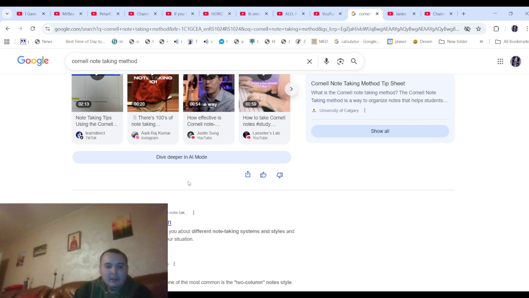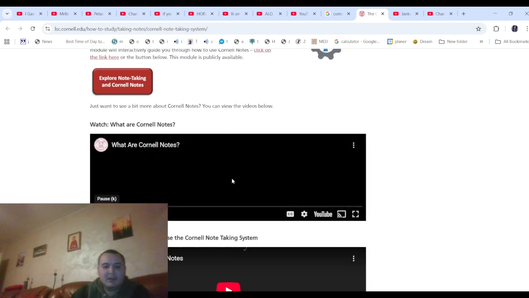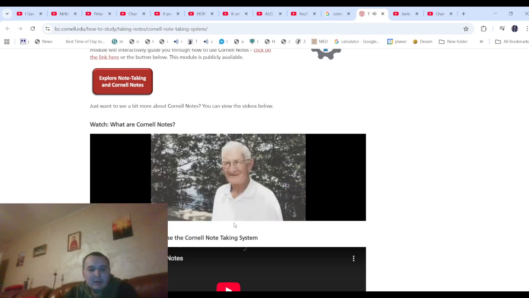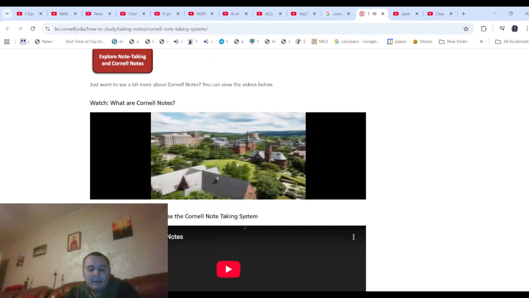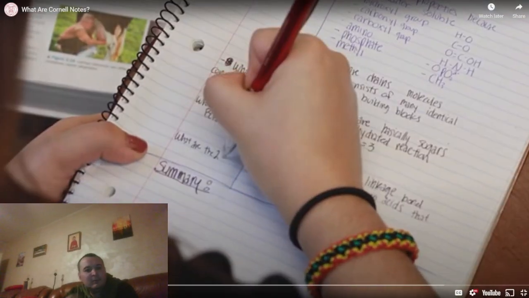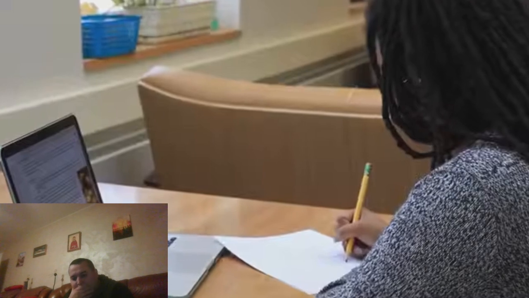Cornell note-taking system. This is what it looks like. What are Cornell notes? The Cornell note-taking system was made popular by Walter Pauk, an education professor at Cornell University. Cornell notes are helpful in class, while reading textbooks, and when using online resources.